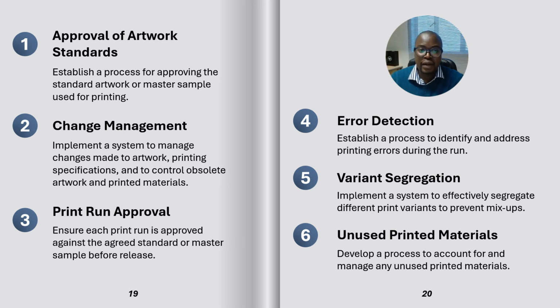Then we've got the requirement where the organization is required to implement a system to effectively segregate different print variants to prevent mix-up. So the different product variants, such as sizes and colors, if they are printed in separate batches, we may end up mixing them. So each batch must be clearly labeled and stored in a designated area to prevent mixing, and this will involve the warehouse management system that tracks these batches to ensure correct distribution.